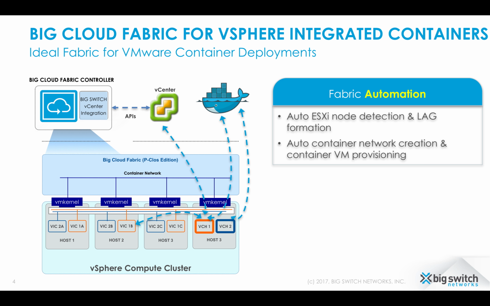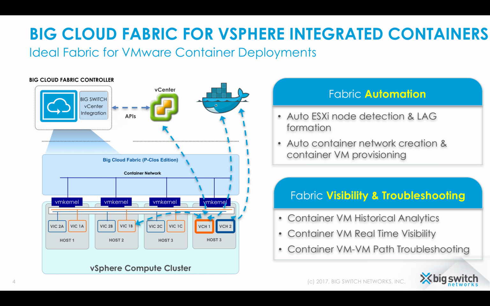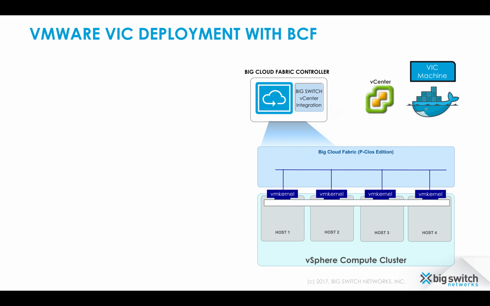Fabric automation greatly eliminates complex manual network provisioning for container workloads. Network capacity planning and troubleshooting for VIC is a breeze with real-time workload visibility and historical container VM event analytics. Let's review the steps needed to deploy vSphere Integrated Containers on top of BigCloud Fabric.